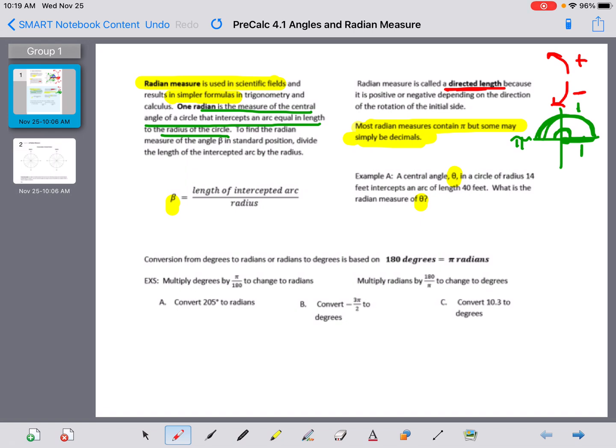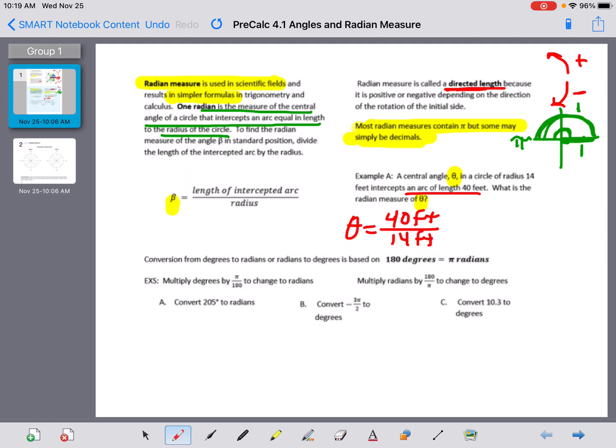Okay, we talked about radians containing pi, but not always, and let's work through a problem here. Our first example: a central angle, theta, just a Greek letter, don't stress over it, in a circle of radius 14 feet, intercepts an arc of length 40 feet. What is the radian measure? Okay, so theta, which is our angle here, is going to be the length of the intercepted arc on top. Our intercepted arc's length is 40 feet. We're going to divide by the radius, which is 14 feet.